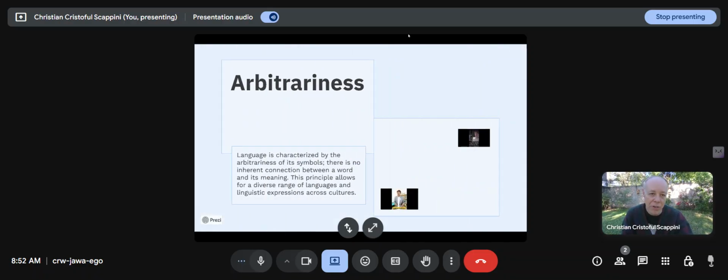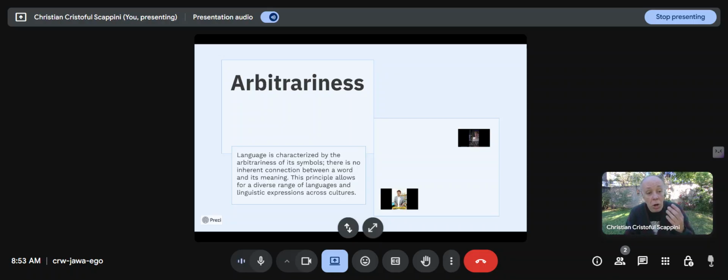And finally, we have arbitrariness. This is kind of an abstract concept, so pay attention, please. Arbitrariness has to do with the fact that the reason why we name things is arbitrary. There is no reason why we name things. Why is an elephant called elephant? Why is the elephant not called house, for example?